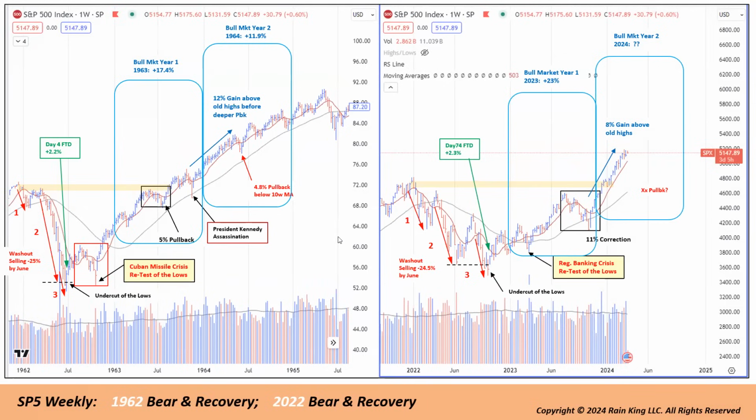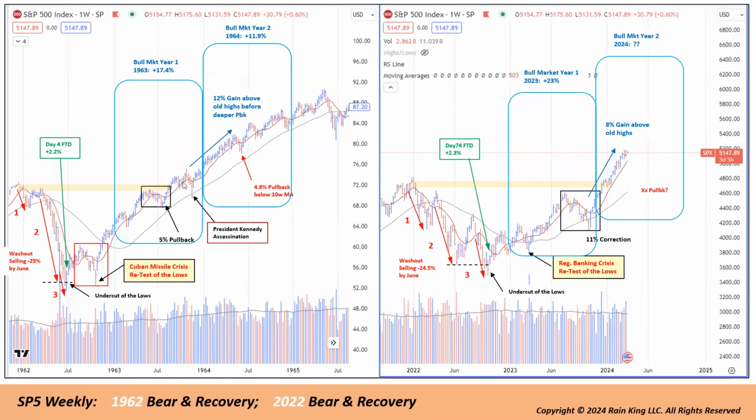So I was just looking at what the gains were in bull market year one, 1963, which was the first full year of a bull market. That market moved up about 17%. If you had a similar comparison, our bull market started in late 22, but really in 2023, about a 23% gain. So just looking ahead, look at the bull market in 64, it was up about 12%.